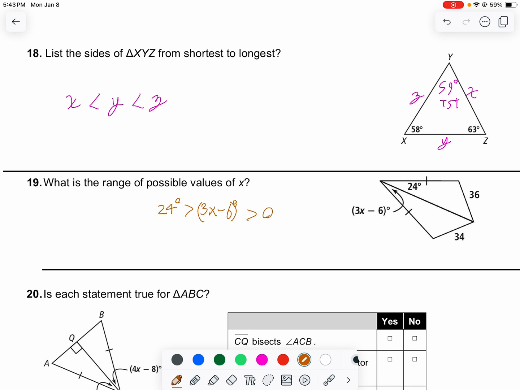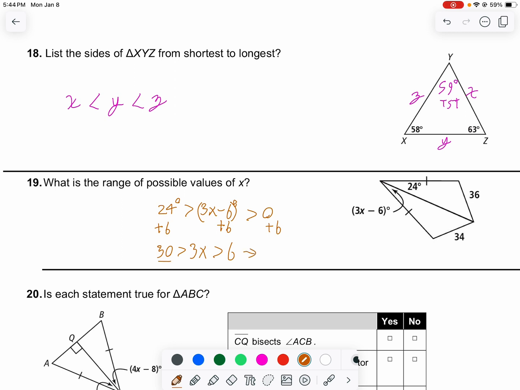Now let me go ahead and solve for x. In order to solve for x, I have to undo things. So I can add 6 to all parts. Add 6. It's like both sides. You just treat this as a set of both sides, and then this as a set of both sides. Okay? So we're going to add 6 to each part of them, and that gives us 30 is greater than 3x, which is greater than 6. Okay? Divide each one by 3, and we get our range of x values.